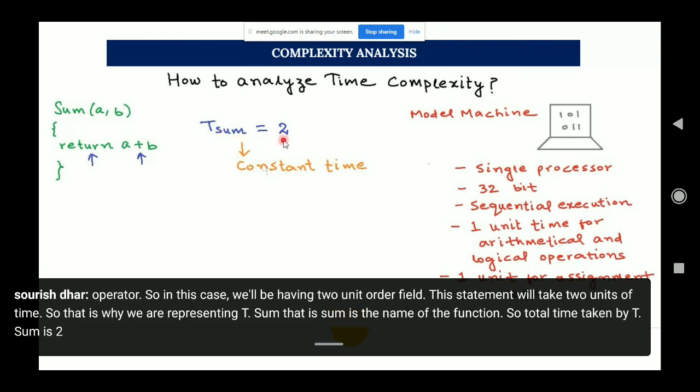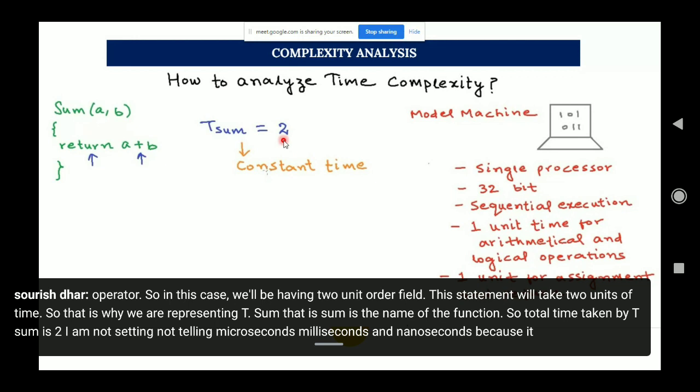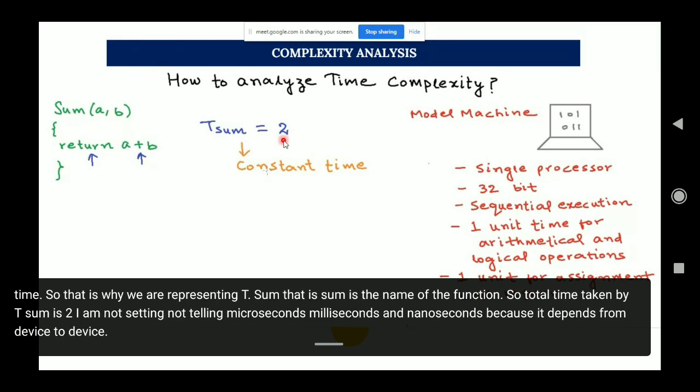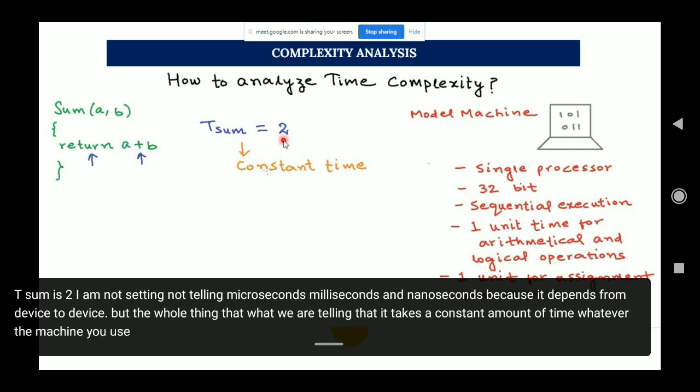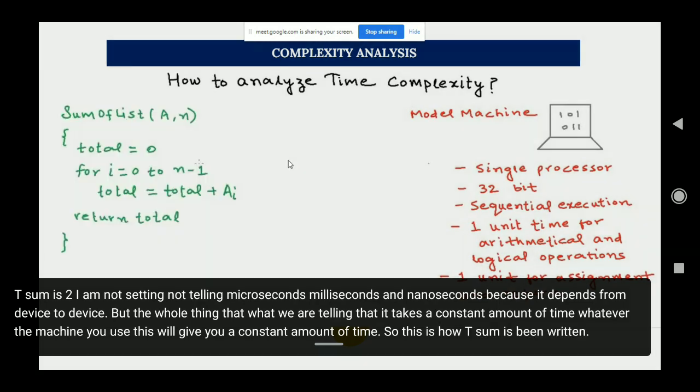I'm not saying microseconds, milliseconds, or nanoseconds, because it depends on the device. The whole point is that it takes a constant amount of time. Whatever machine you use, this will give you a constant amount of time. So this is how T sum has been written. Okay, let's see another one.